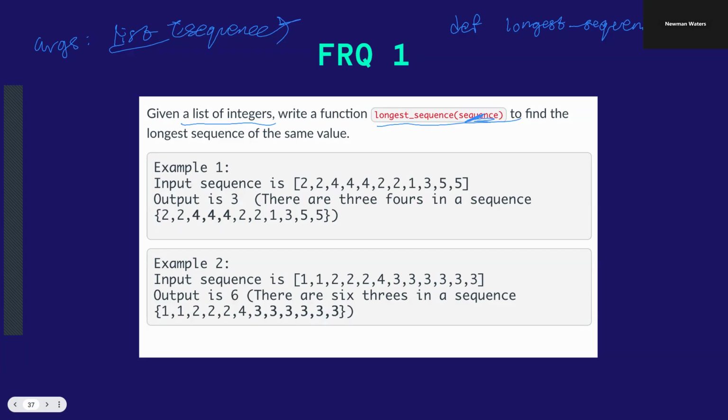That's a good step. Because again, we've actually seen it a lot where people don't use the same name or something similar, and it's a very easy point to get. So make sure that you do that. It says that we're going to find the longest sequence of the same value.